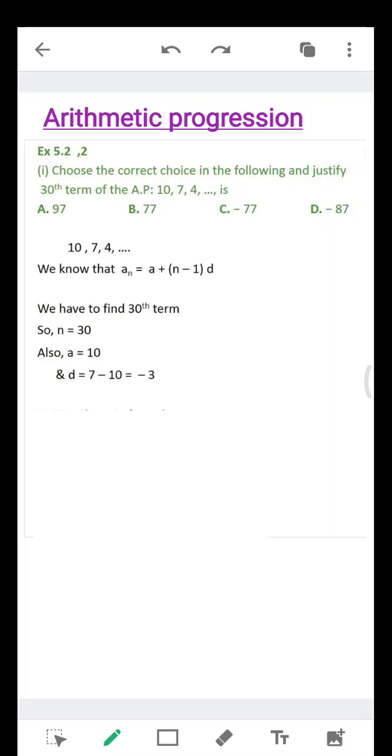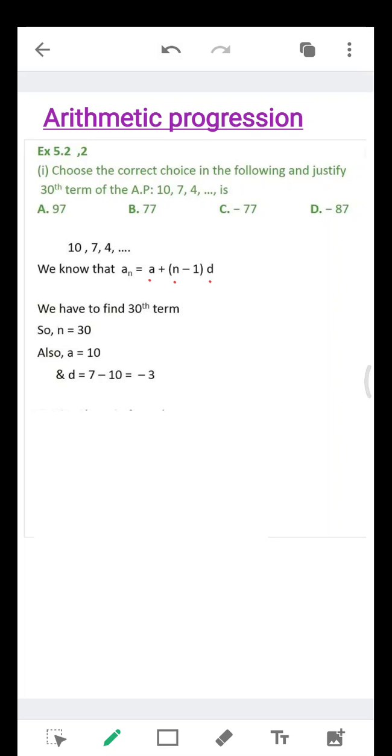So we have to find 30th term, so n is 30. When you have to find 30th term, n value is clearly 30. a is the first term, as I said before, and d is the common difference, that is second term minus the first term. Okay, 7 minus 10, that is minus 3. So we have got all the values a, n and d.